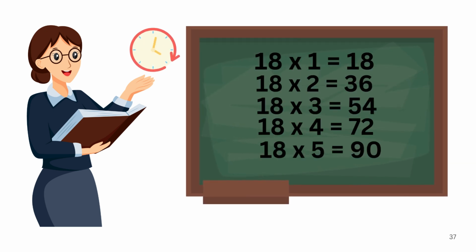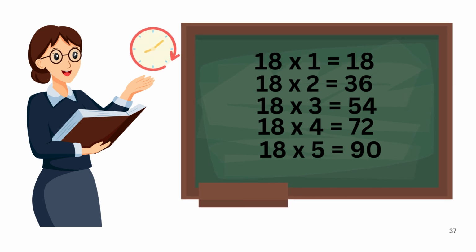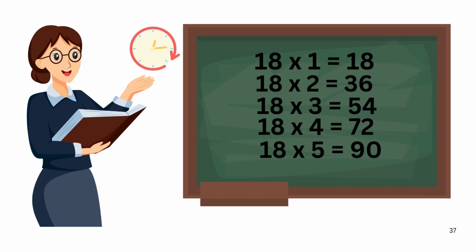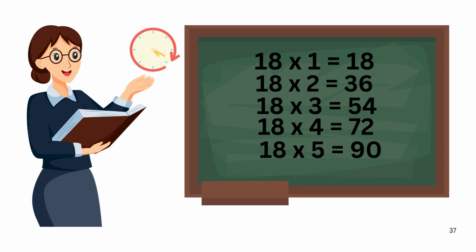Now, we are on the table of number 18. 18 multiplied by 1 is equal to 18. 18 multiplied by 2 is equal to 36. 18 multiplied by 3 is equal to 54. 18 multiplied by 4 is equal to 72. 18 multiplied by 5 is equal to 90.